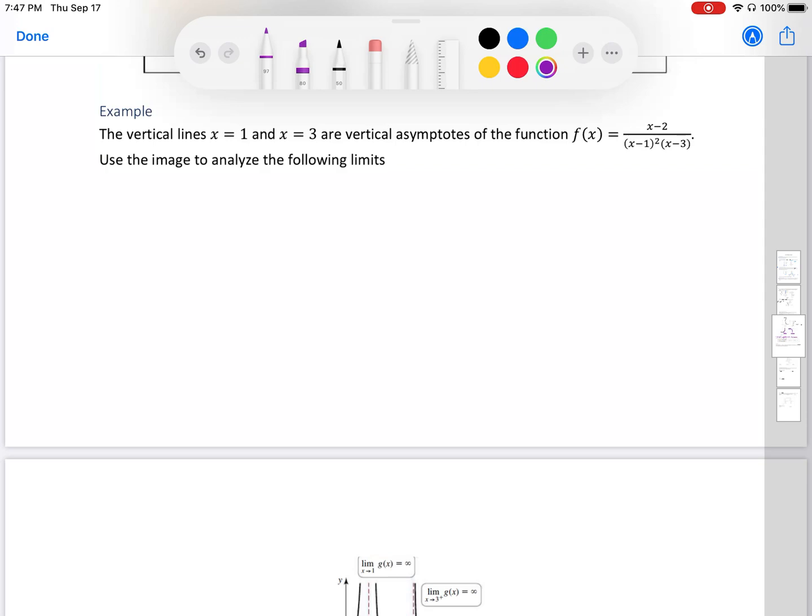Let's go ahead and take a look at this example. The vertical lines x equals 1 and x equals 3 are vertical asymptotes of the function f of x equals x minus 2 over (x minus 1) squared times (x minus 3). Use the image to analyze the following limits. So far we're just looking at graphs and making sure we understand how these infinities, equaling infinity and negative infinity, come to be.